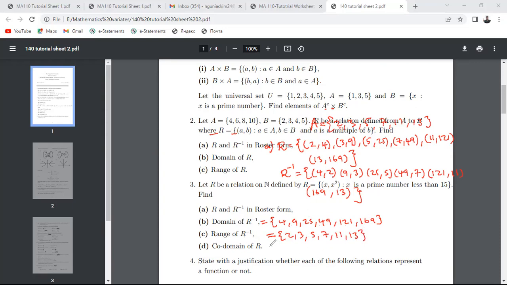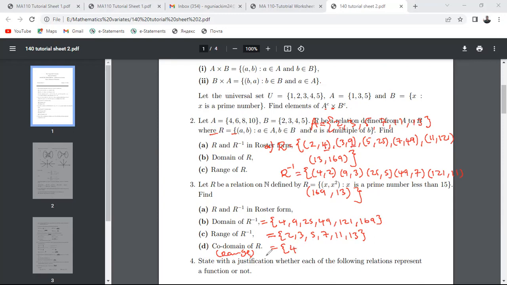And finally, the codomain is the range. So the codomain of Hara, which is the range of Hara, is just, so the other name for codomain of Hara is range. That is the codomain. So the range of Hara is the y coordinates, which is 4, 9, and so on, which is the same as the domain of Hara inverse.